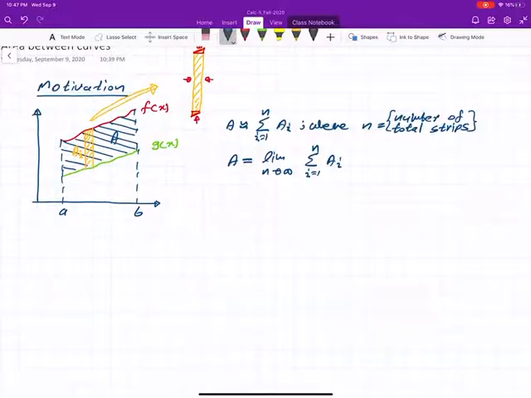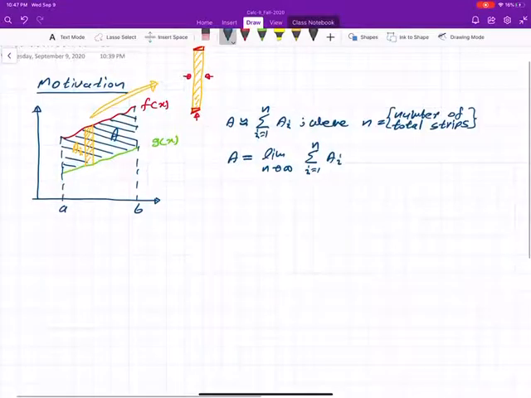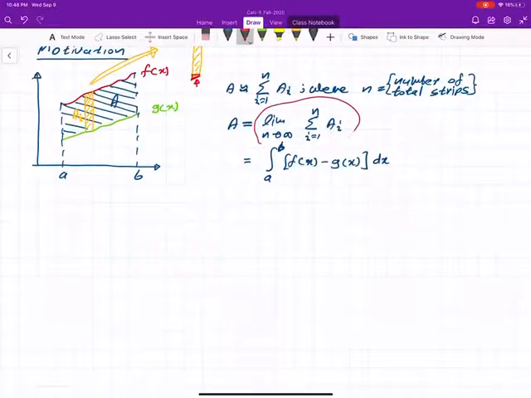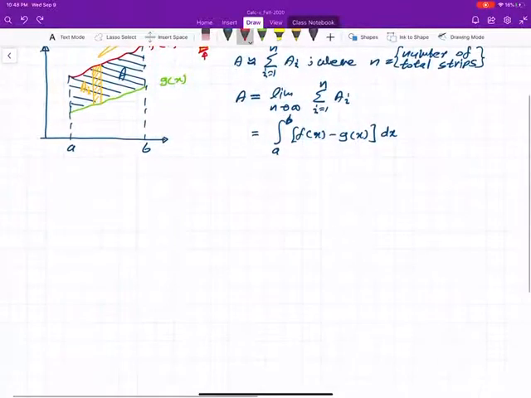Technically what you are doing here is making infinitely many slices. Actually, this quantity can be given by the definite integral from a to b of f of x minus g of x dx. So this sum with the limit can be given by that. You learned this one in the early section. So that is the area, that's the area we need.